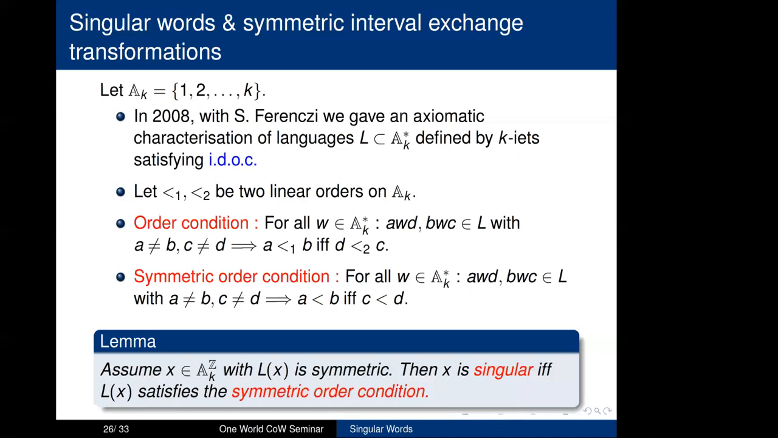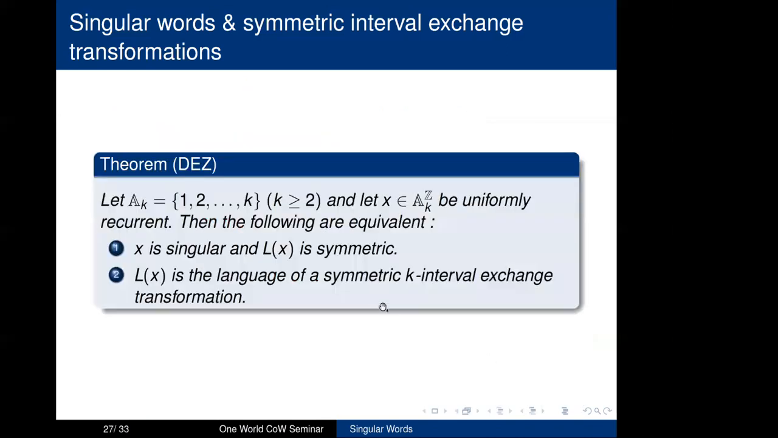So then, what one can prove is that if you have a bi-infinite word X and its language, the set of all factors of X, is closed under reversal, like Arnoux-Rauzy or Episturmian or symmetric interval exchanges, then X is singular if and only if L of X satisfies the symmetric order condition. So this condition, which is fundamental to the orbit structure of symmetric interval exchanges, is more or less equivalent to the singular property.